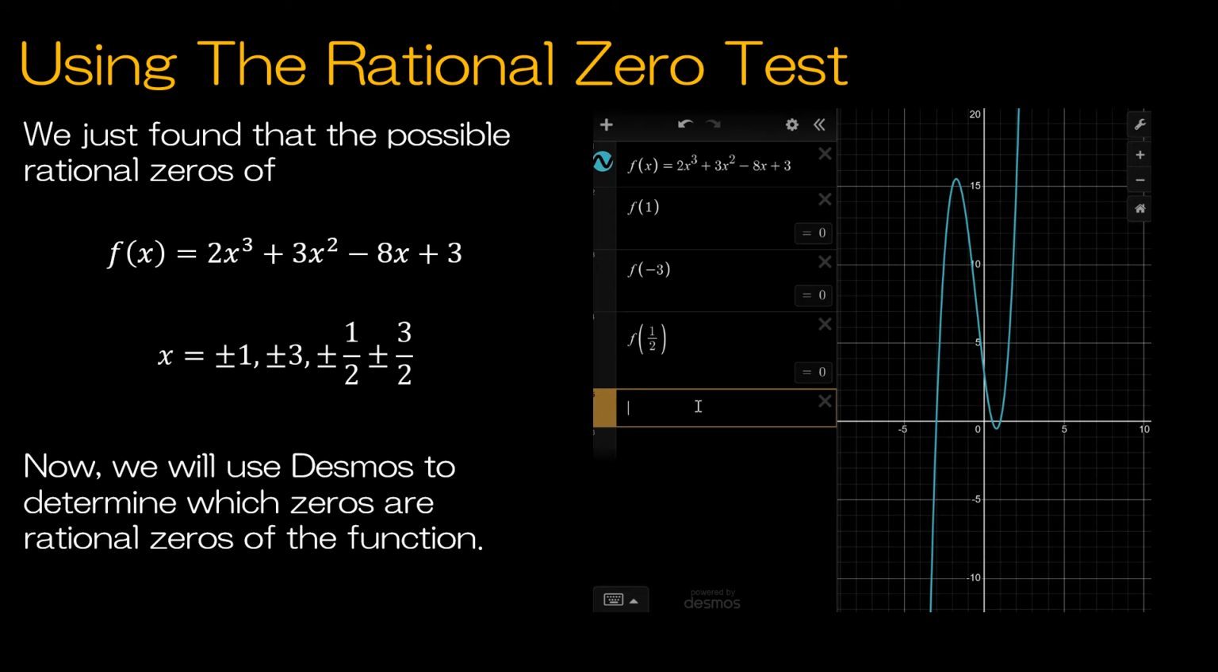Now keep in mind that if I was then asked to factor, I should be able to factor. I'm going to make a new function g of x, and I'm going to call it x minus 1, so x minus my first 0, x minus negative 3, which is x plus 3, and then instead of x minus 1/2, I'm going to call that 2x minus 1. And we can see that that is the exact same graph as the original graph, so I've written it both in the standard form and in factored form.